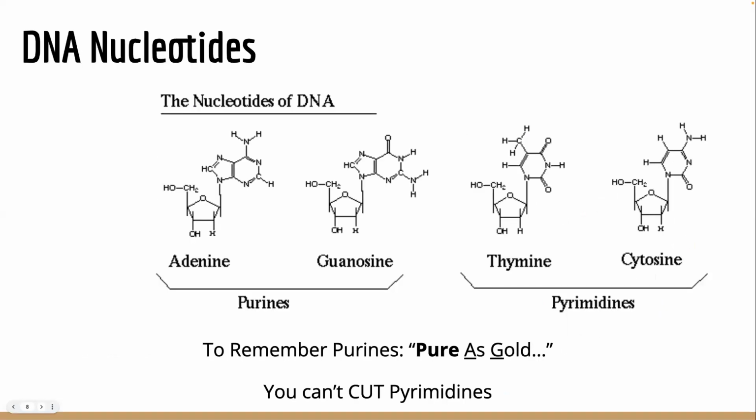And then this is just like a little acronym to remember which are the purines. So purines, gold: adenine, guanine. And then the other 2 are the pyrimidines.